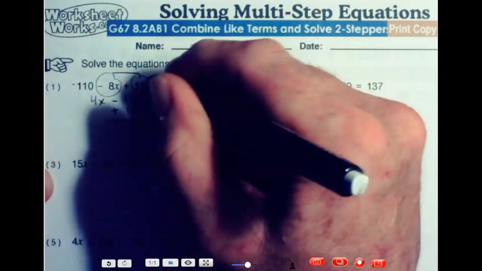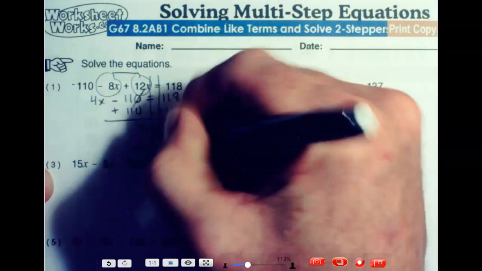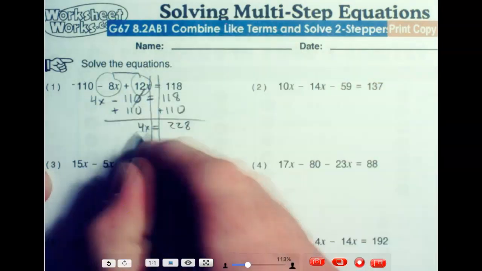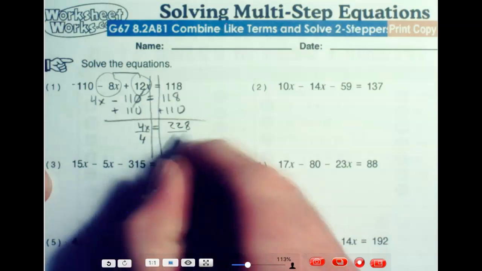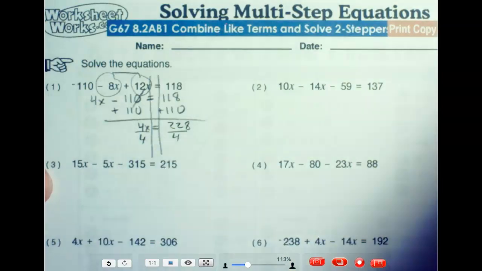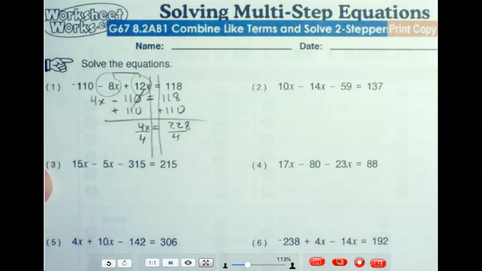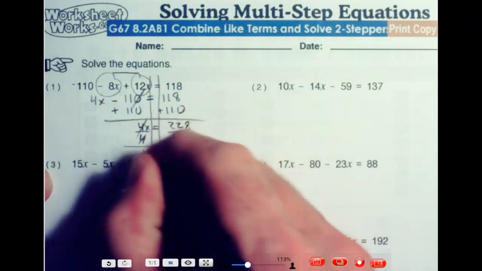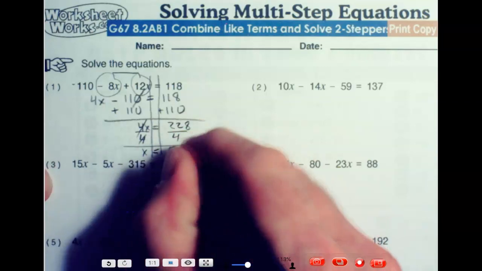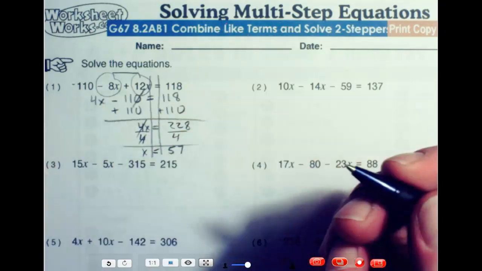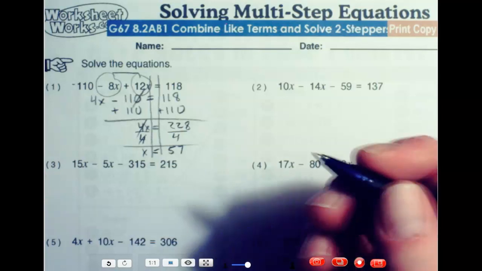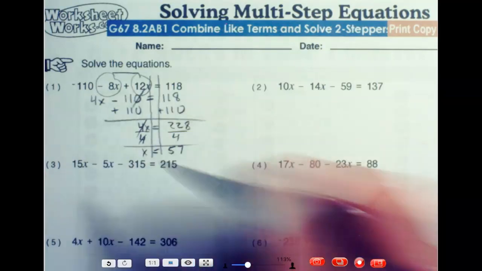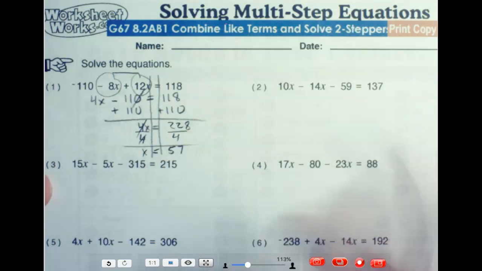Get my railroad tracks in here, because now I'm going to divide by 4 on both sides. So I think that's 57. 228 divided by 4 is 57. These cross off. We've got x equals 57. And you can pop it back in and check it if you'd like. For the purposes of this video, I'll just keep rolling.